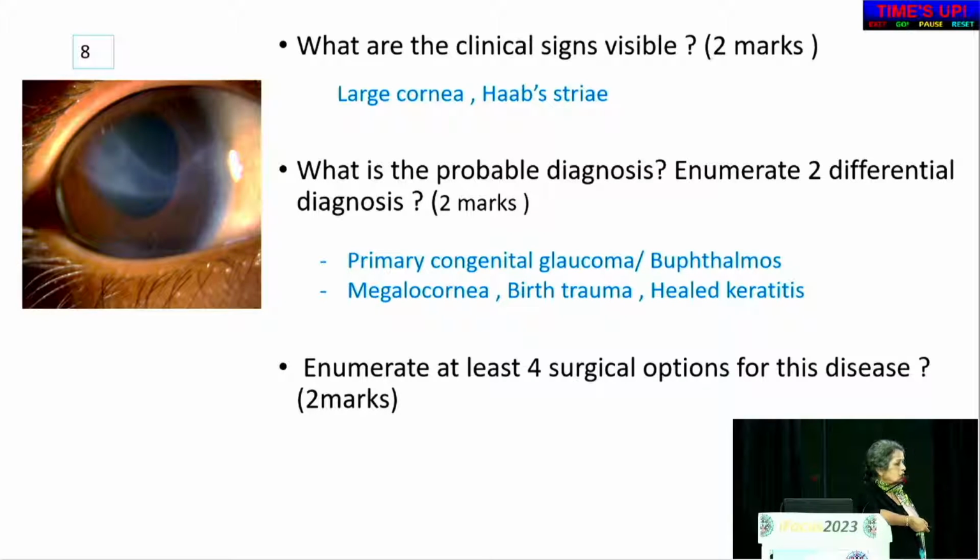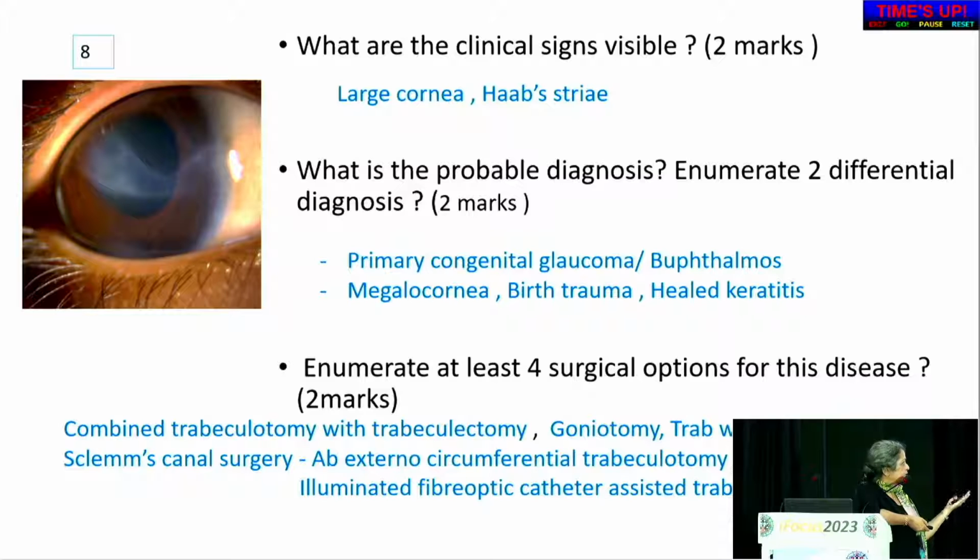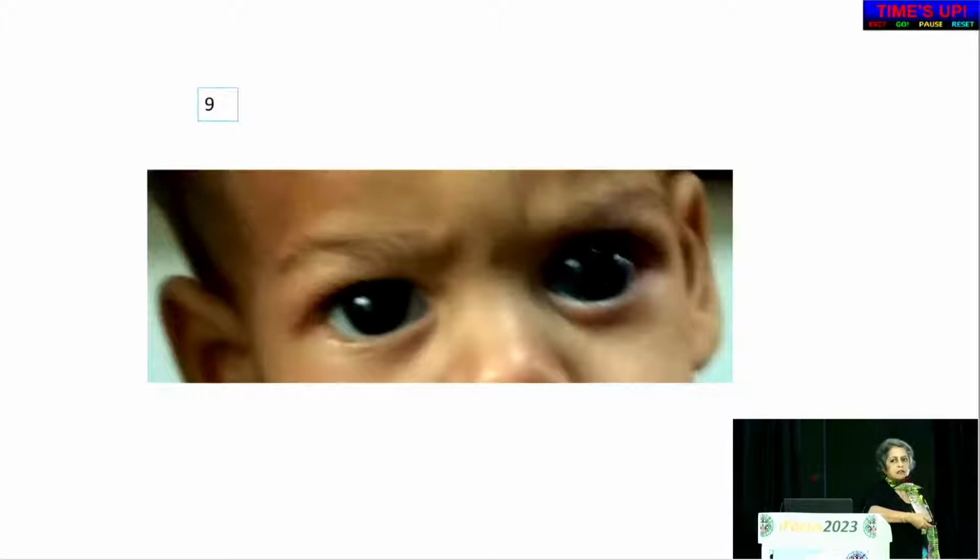And 4 surgical options for this disease. Trabeculectomy, trab and trab, goniotomy, illuminated fiber optic catheter-assisted trabeculotomy, either ab externo, or the Schlemm's canal surgery. I think I'll stop here. Rolika, is that okay? Yes. Yeah, because otherwise it will extend.